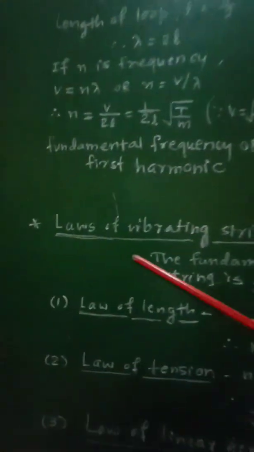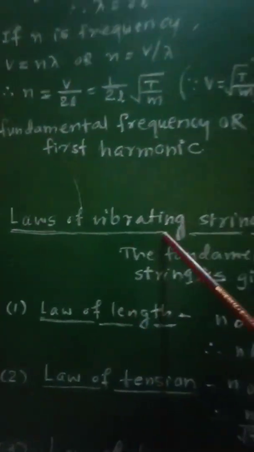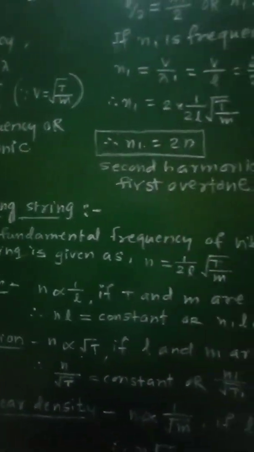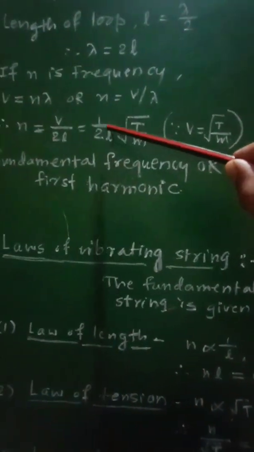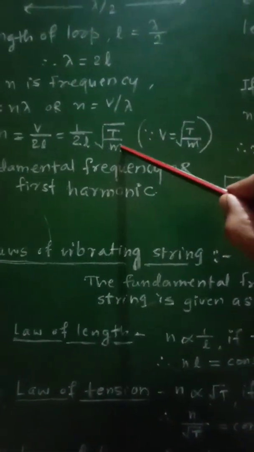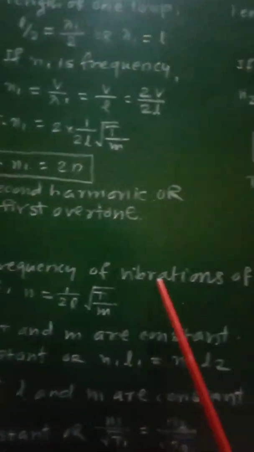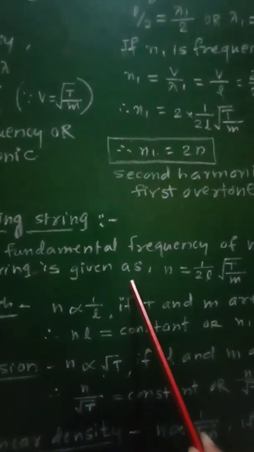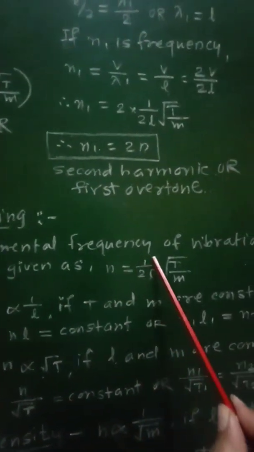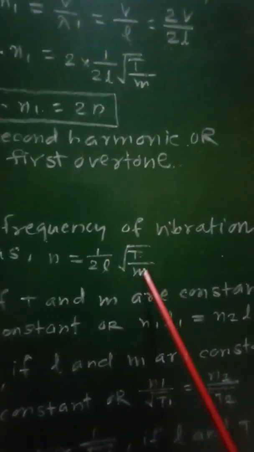And now let us see the next point, that is the laws of vibrating string. In order to state these laws, we will have to consider the expression for the fundamental frequency of the vibrations of the stretched string, that is 1 by 2L square root of T by M, that is equal to N. So the fundamental frequency N is equal to 1 by 2L square root of T by M.